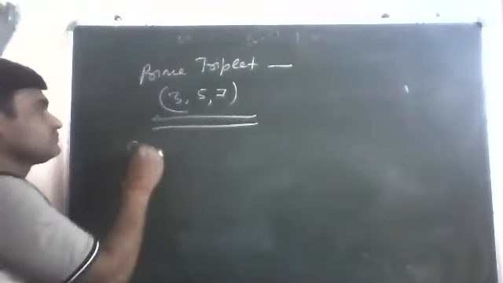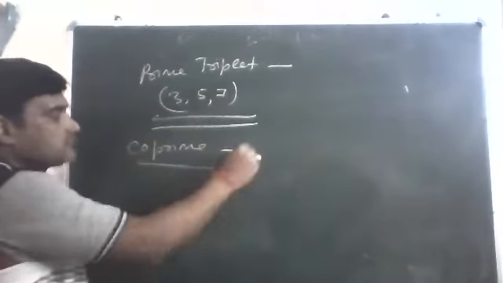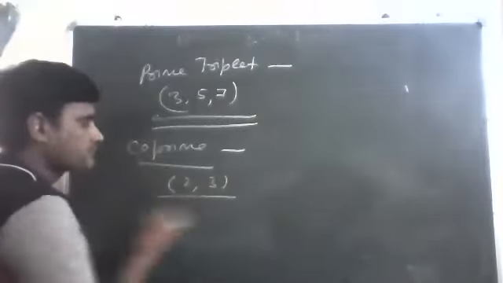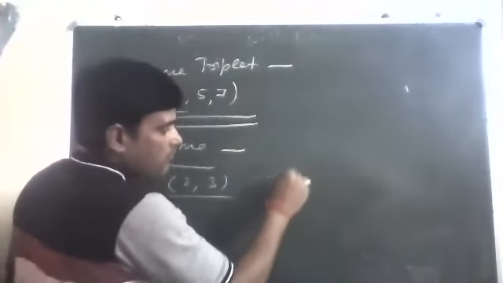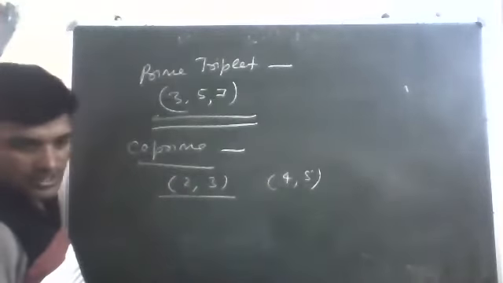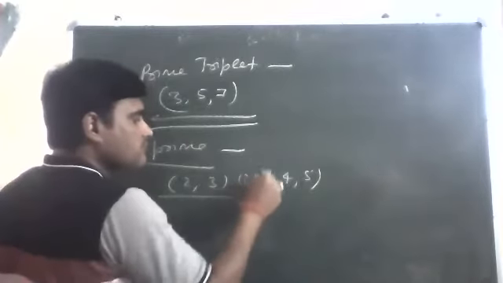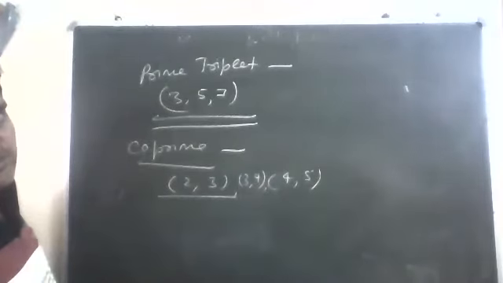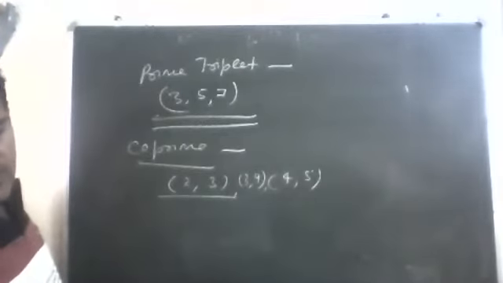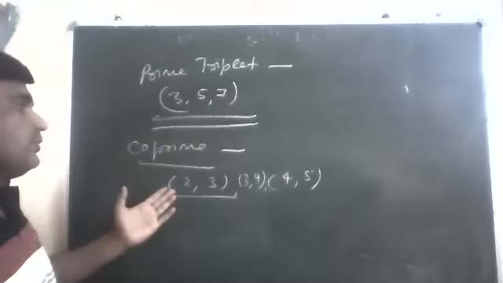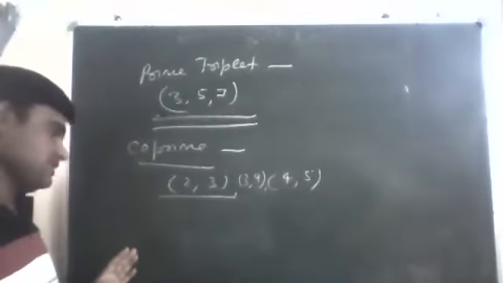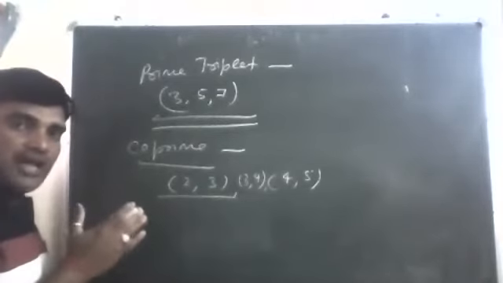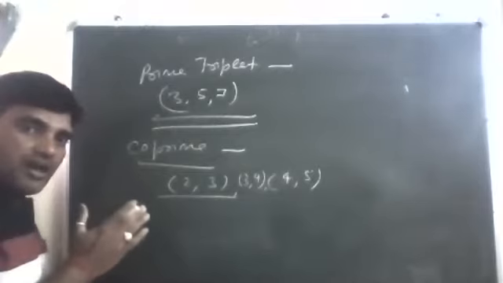Now co-prime. We define co-prime. What is co-prime? 2, 3 or 4, 5, or we can say that 3, 4 are called co-prime numbers because they do not have a common factor other than 1. Two numbers are said to be co-prime if they don't have a common factor other than 1.